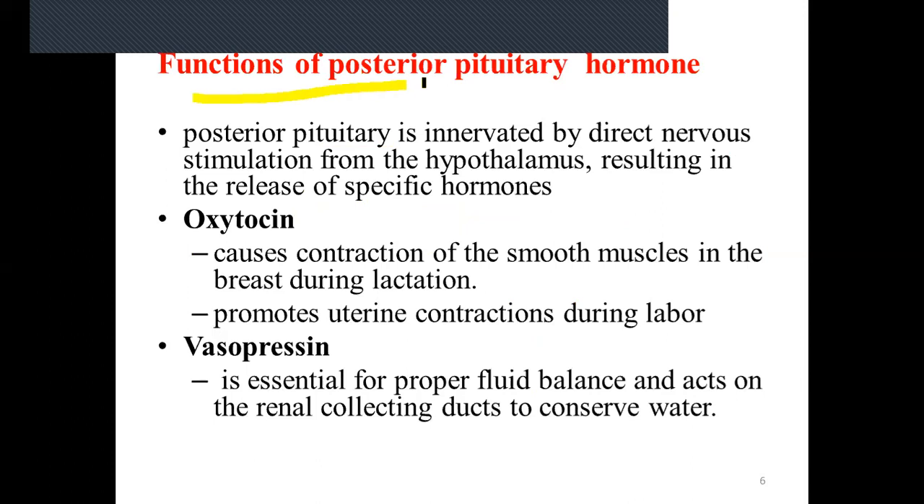Then let's see the function of the posterior pituitary hormones. Remember, the posterior part of the pituitary gland is usually innervated by nervous system stimulation from the hypothalamus, resulting in the release of the specific hormones, oxytocin and vasopressin. Remember, oxytocin is very important, especially during lactation. It is a very important hormone, especially for ejection of milk. And apart from that, even during delivery, oxytocin is a very important hormone.